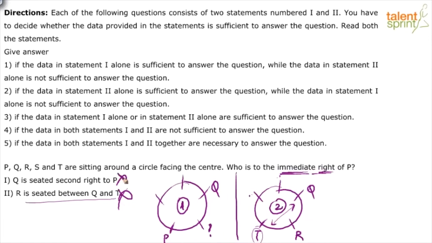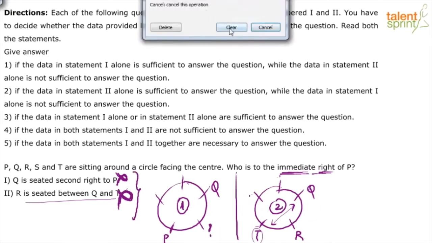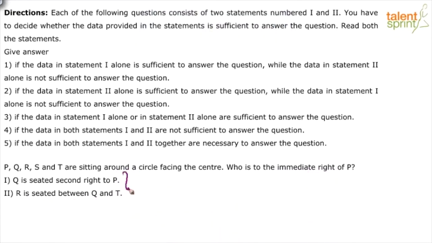Now, you see, both the statements have independently failed to give the answer. And only when statements have independently failed to give the answer, we go for combination. So, let us combine the two statements. I'm combining the two statements now. So, draw one circle, 1, 2, 3, 4, 5, right? These are 5 positions. According to statement 1, Q is seated second to the right of P. So, this is P, first and second, this is Q.